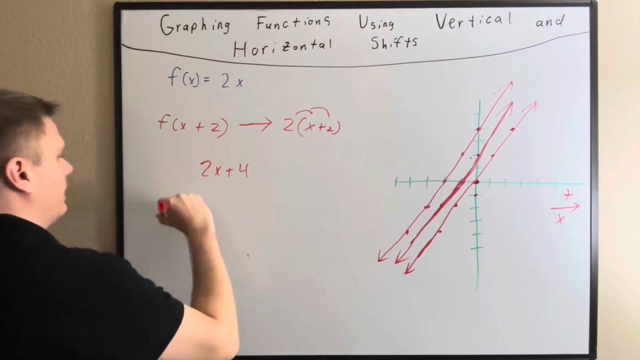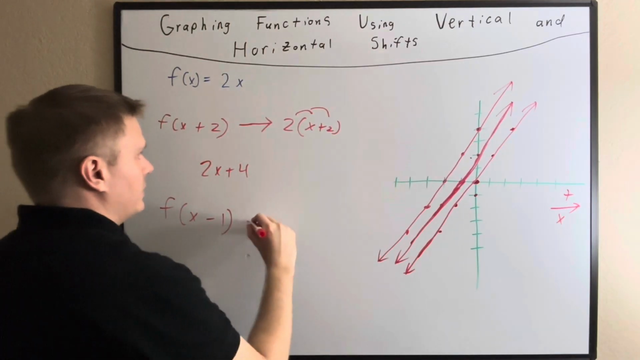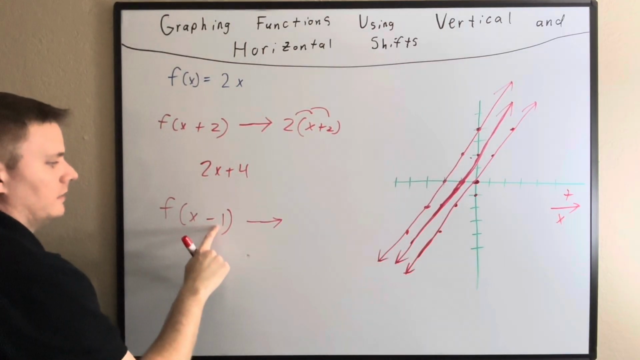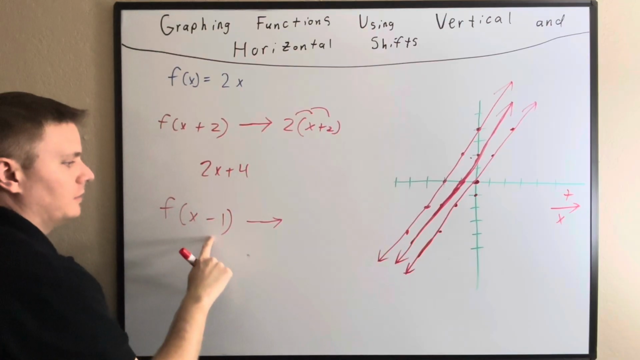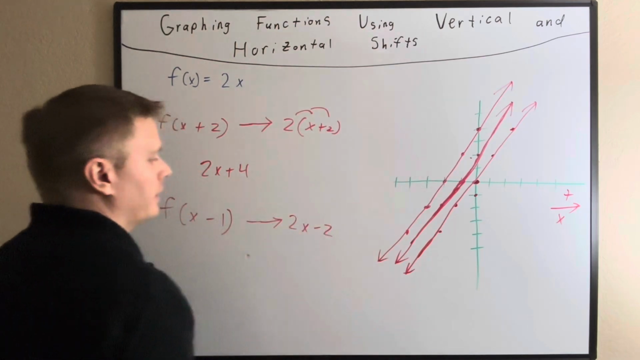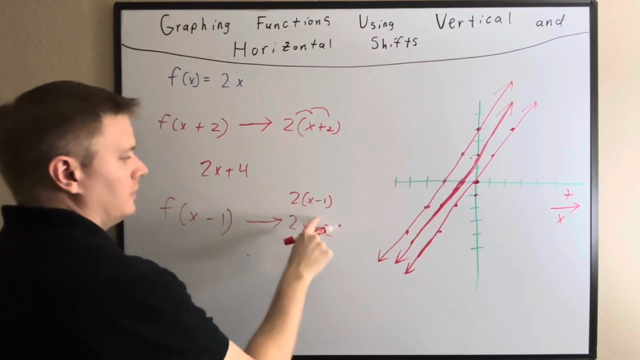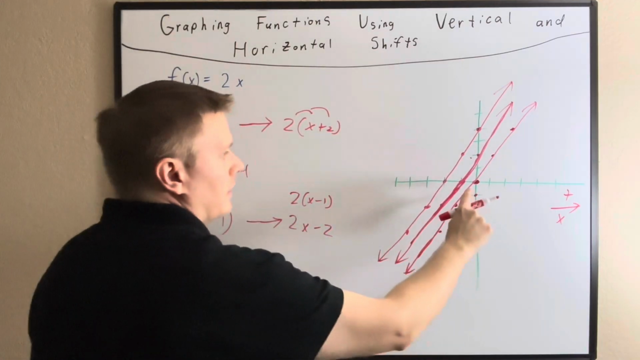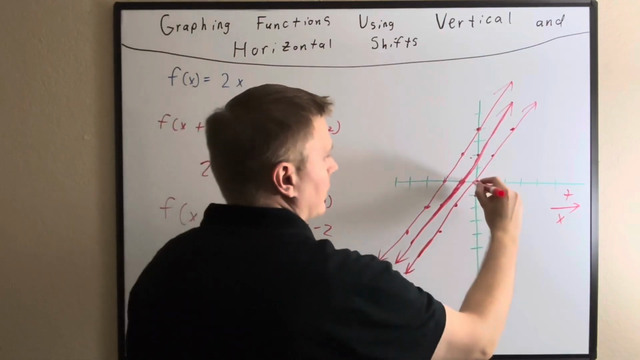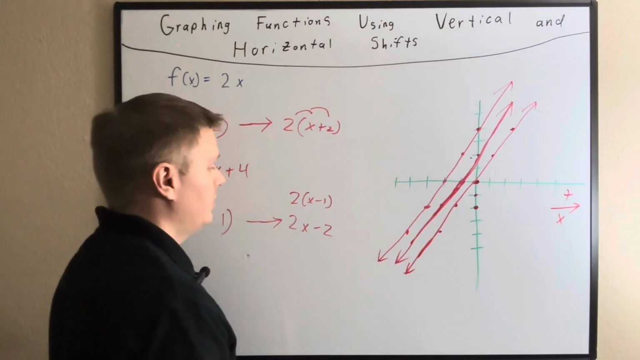And when you subtract, you shift to the right. So f of x minus 1 would be a shift to 2x minus 2, right? So 2 times x minus 1, distributive property, right? You would shift it to the right, because now our y-intercept is at negative 2.